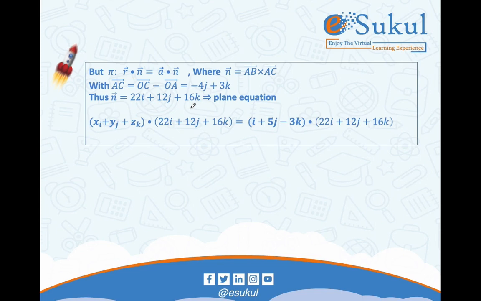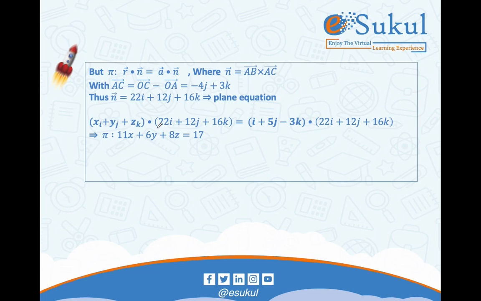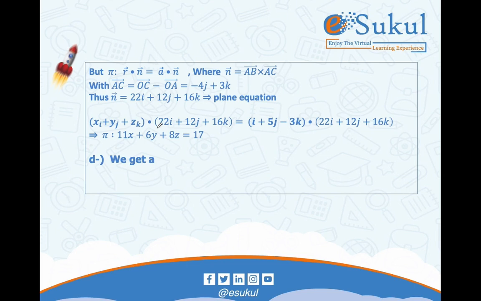Therefore, our plane equation, which is in 3 dimensions, with xi plus yj plus zk dotted along, gives us as a result 11x plus 6y plus 8z equals 17 when simplifying. In D, we get the value of the constant A.